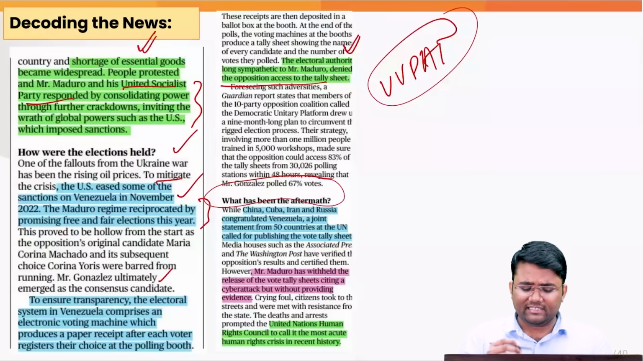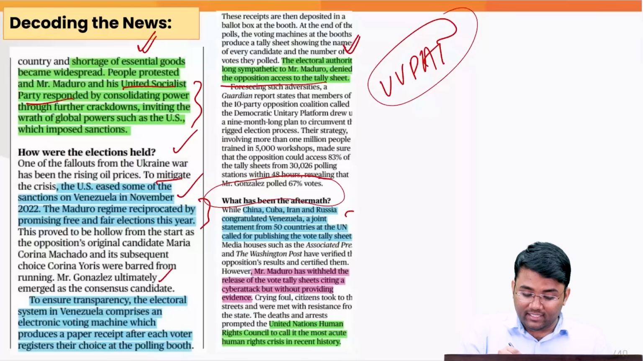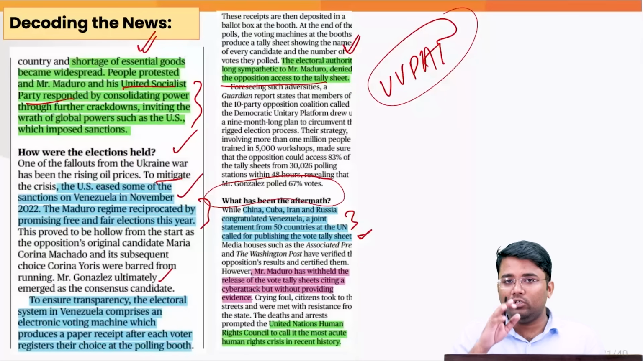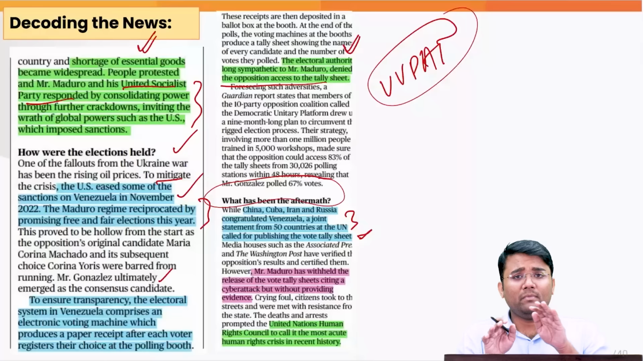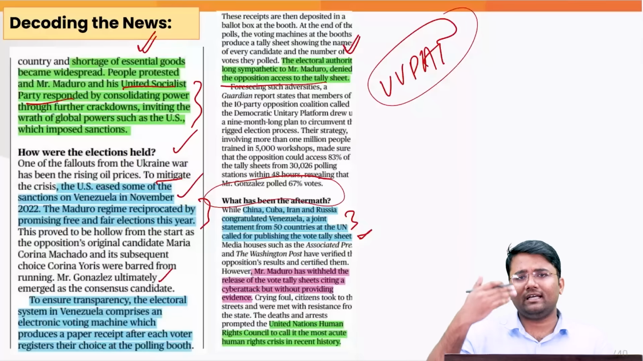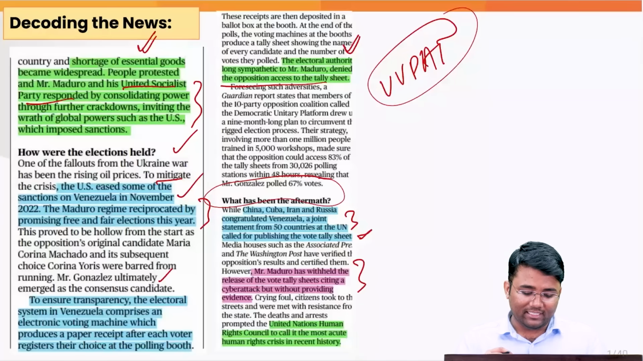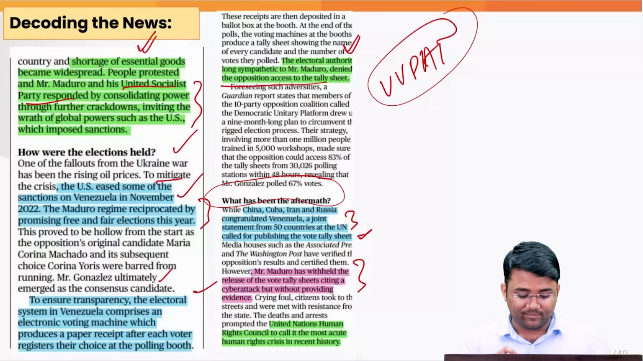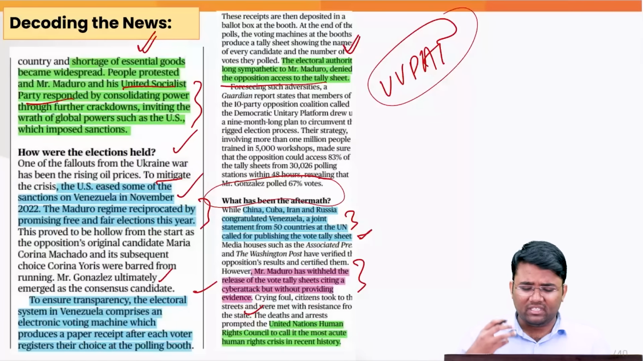And what has been the aftermath of this rigging of the election, or allegations of rigging? Several countries like China, Cuba, Iran and Russia first congratulated Venezuela. A joint statement of 50 countries at the UN called for publishing the vote tally sheets to check whether that election was rigged, whether there is a mismatch between the actual votes cast and what was published. Mr. Maduro has also withheld the release of vote tally sheets, citing a cyber attack without providing any evidence of it. It has also led to various protests and resistance, and to deaths and arrests of citizens.